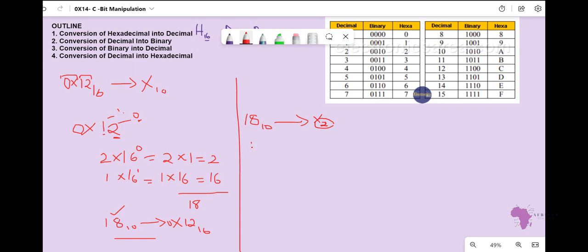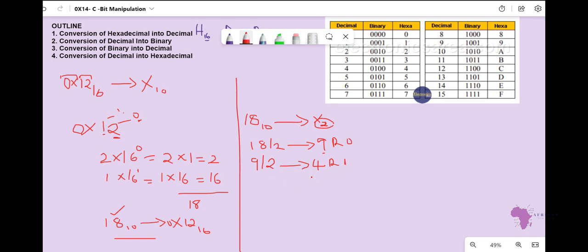So we will say 18 divided by 2, which will give us 9 remainder 0. That is the number. Now that we have this 9, we say 9 divided by 2, which will give us 4 remainder 0. No, remainder 1, I'm sorry.